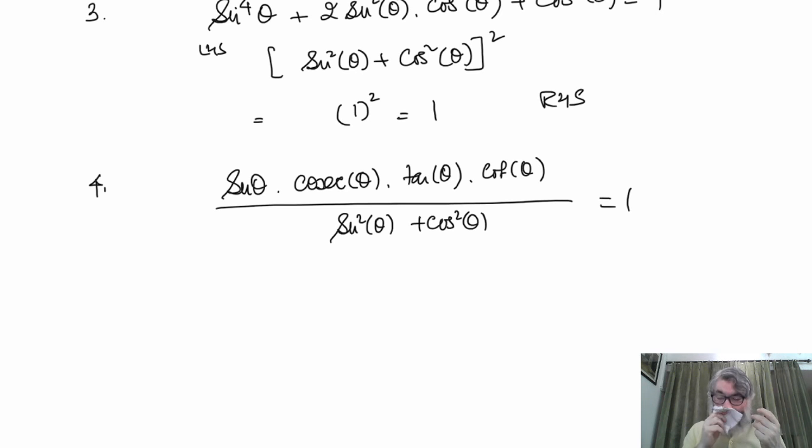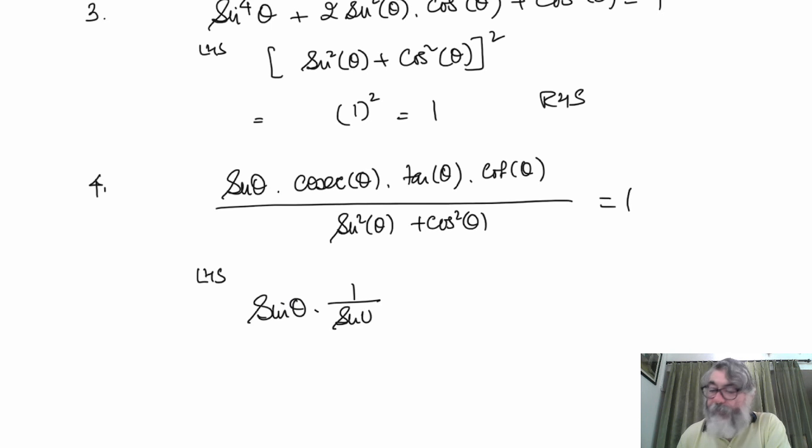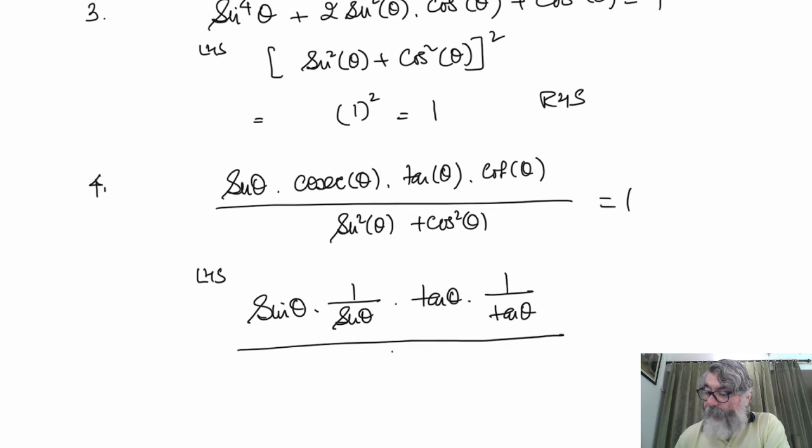So let us take the left hand side. Sin theta. Cosec theta is 1 upon sin theta, the reverse of the sine. Cot theta can be written as 1 upon tan theta. And sin square theta plus cos square theta is 1. So this will cancel, and it will become 1 upon 1.